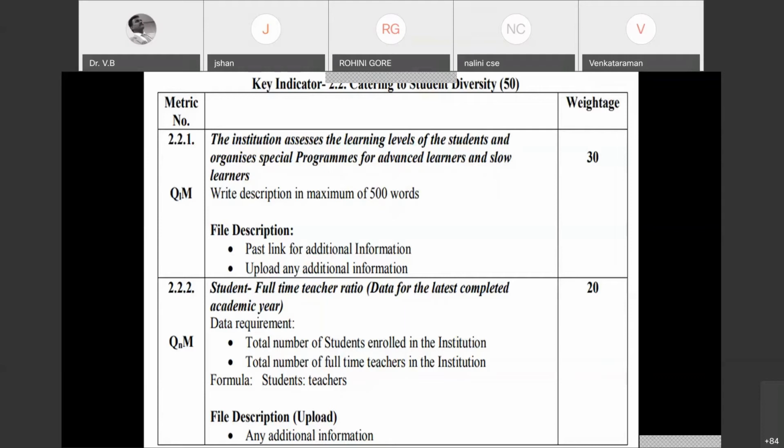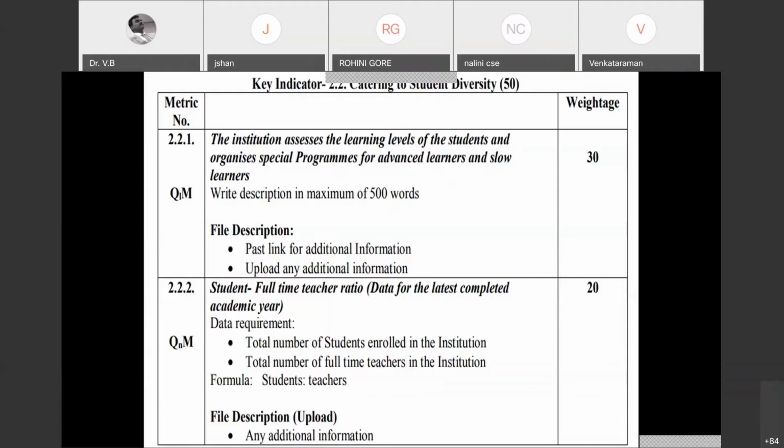So the next question here is student to full-time teacher ratio. That is the number of students who are in the institution and the total number of teachers. Remember, this data should be tallying with the data which you entered in the IIQA. And of course, as I told in session 1 itself, some minor variations are allowed. Where these minor variations will come is in case some teacher has left midway, or some student has taken a TC and gone, then there may be a minor variation. Otherwise, the data should be matching perfectly.